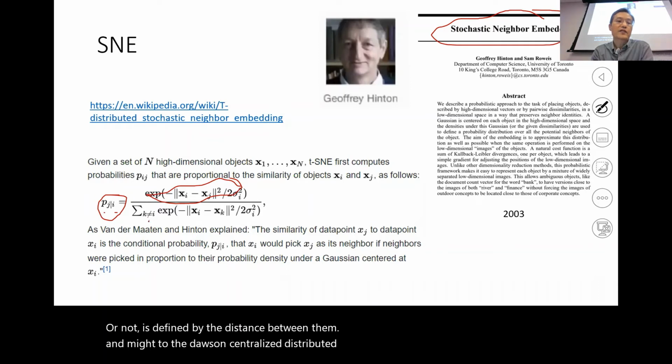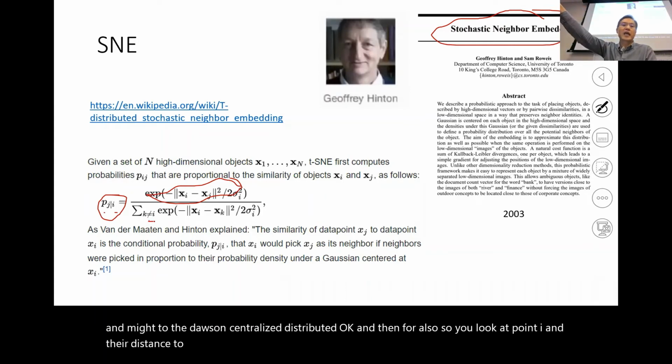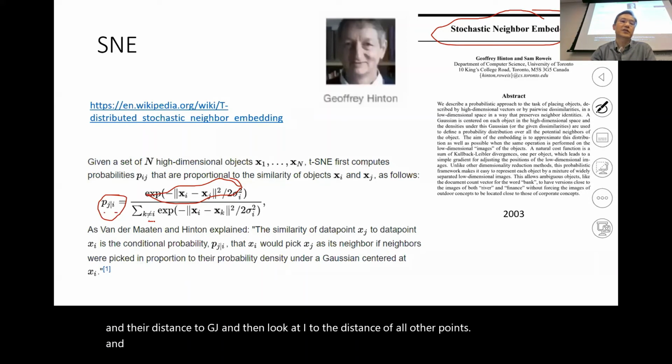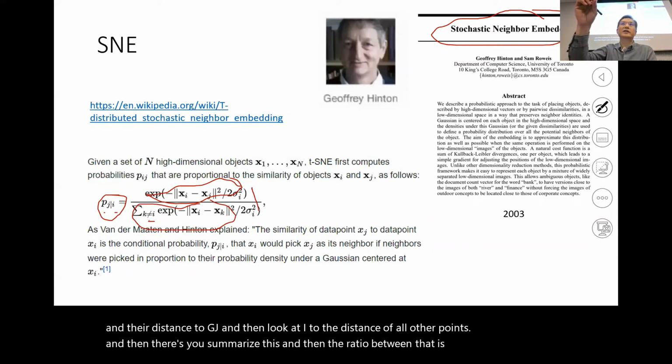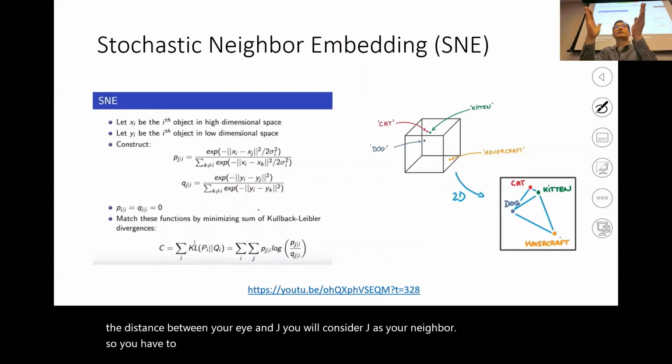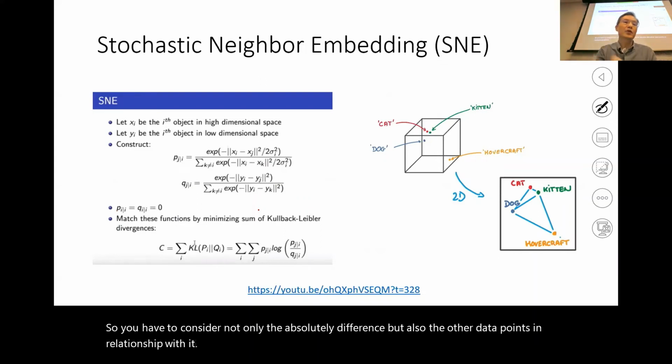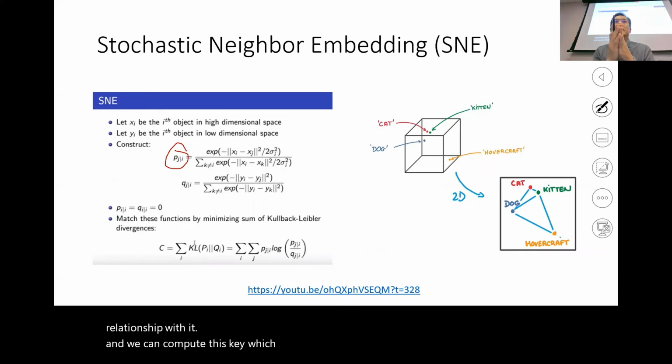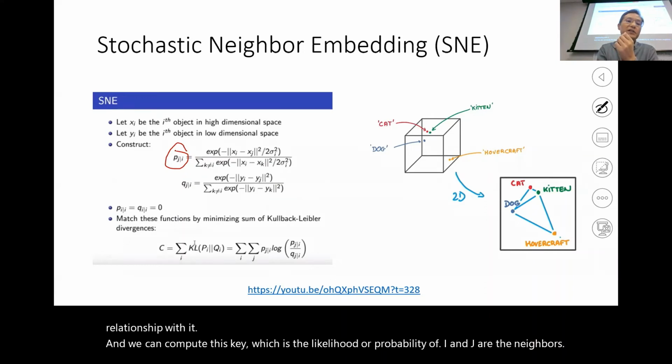Then you look at point i and its distance to j, and then look at i's distance to all other points. You sum this up, and the ratio between them is how likely, based on the distance between i and j, you will consider j as your neighbor. So you have to consider not only the absolute difference, but also the other data points and their relationship with it. We can compute this P, which is the likelihood or probability that i and j are neighbors in high dimensional space.